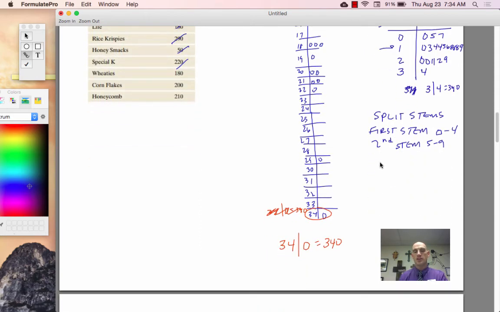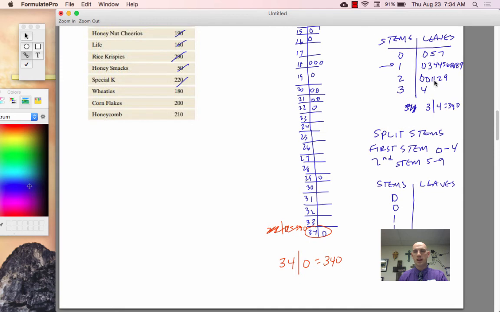Another way to truncate this would be to say my stems and my leaves could look like this. I could put in a 0 and a 0. I could put in a 1 and a 1, a 2 and a 2, and a 3 and a 3. Well, if I split my stems, check it out. So I'm going to have this one goes 0 to basically 40.